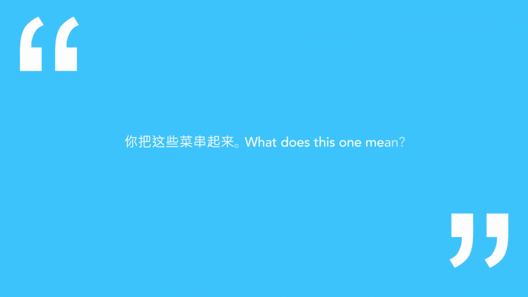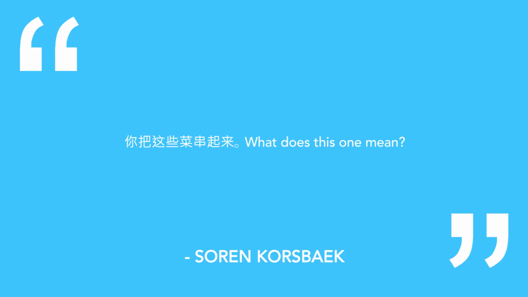Next, we have Soren Korsbaek on Vocab Unlocked from Chuan. So here's a sentence. 你把这些菜串起来. What does this one mean? 你把这些菜串起来. So it's a ba sentence. So we're basically taking the object, putting it in front of the predicate, the verb, what happens to it, and just explaining what happens to the object. So in this case, the object is this food, these dishes. You could say these dishes, but it's more food in this case. 你把这些菜串起来. So what does that mean?